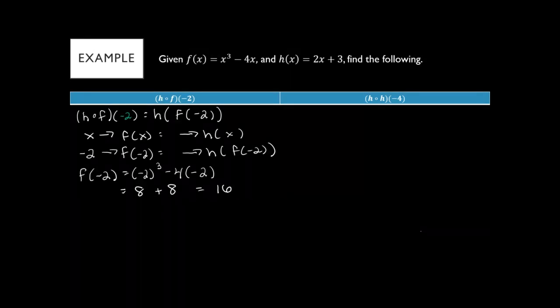So I've got my -2 going into F of -2, and that gave me 16. Whoops, I meant the highlighter. I was going to highlight that. There, 16. And then that's what's going to be plugged into H. So we're going to be replacing x with 16.